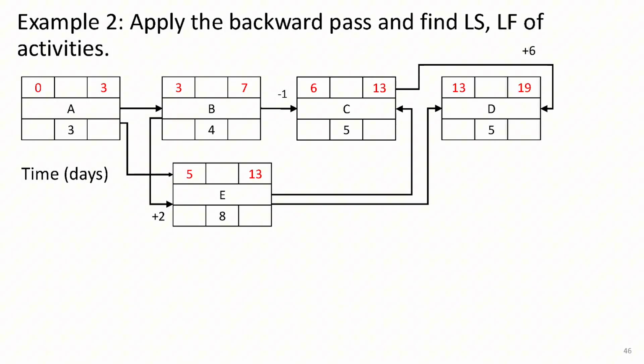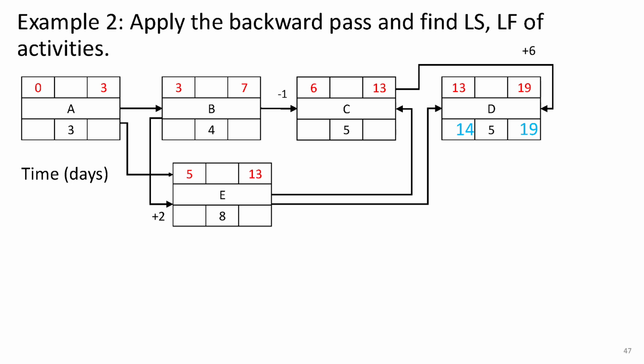Now, let's apply this method to a more complex network. This is the example that we have already completed the forward pass. Now, we do the backward pass. We start from the last activity, which is activity D. Since D is the last activity, its late finish must be equal to the project duration, which is 19 days. Subtracting 19 by the duration of 5 days, we get 14 as the late start of D.